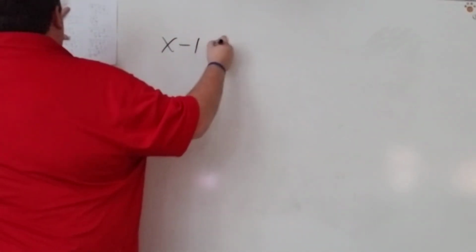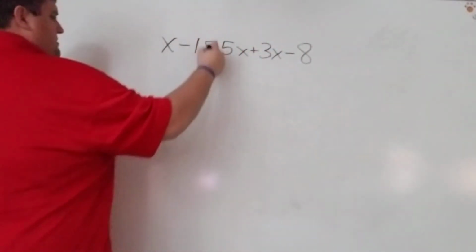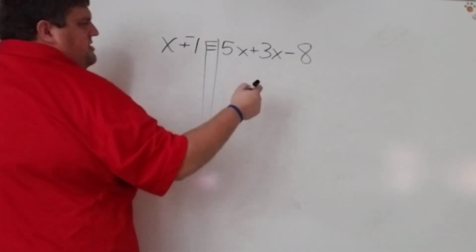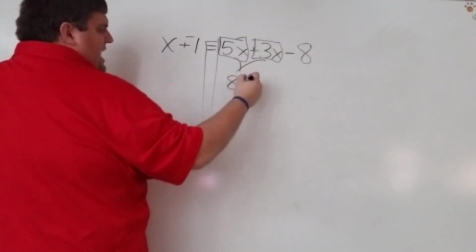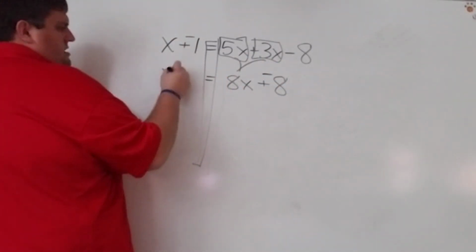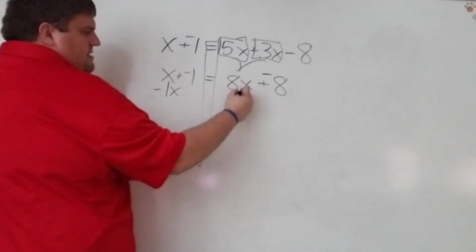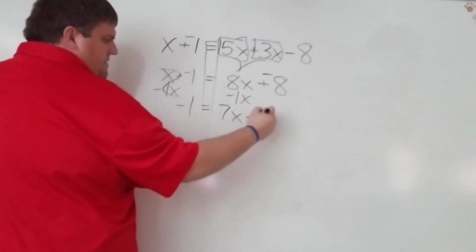All right, 13, only 6 more to go. x minus 1, 5x plus 3x minus 8. All right, no distributive property, but I do have some like terms. Over here, 5x plus 3x is going to give me 8x. And this is the same. And then I have x's on both sides, so I'm going to minus 1x from both sides. So negative 1 equals 7x plus negative 8.